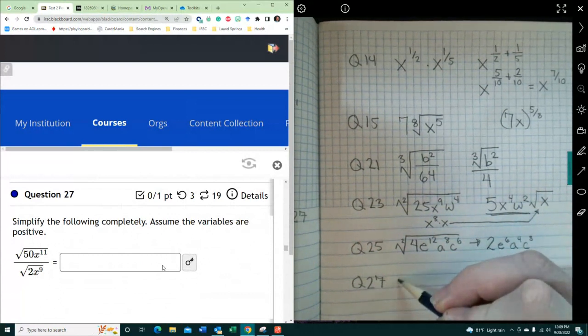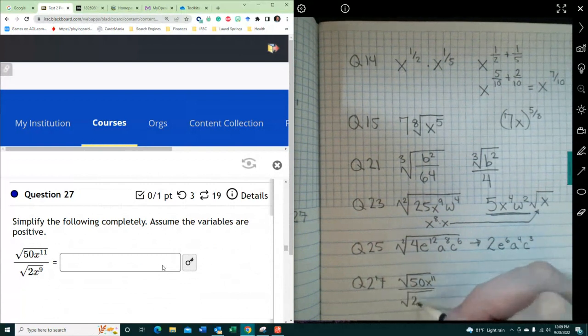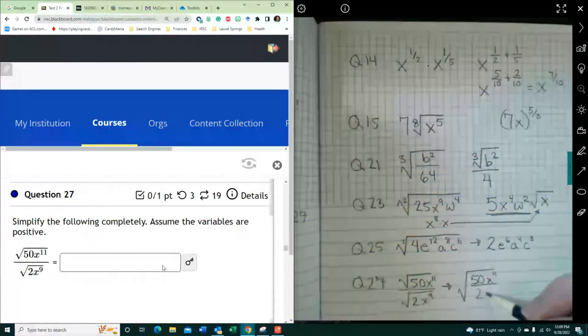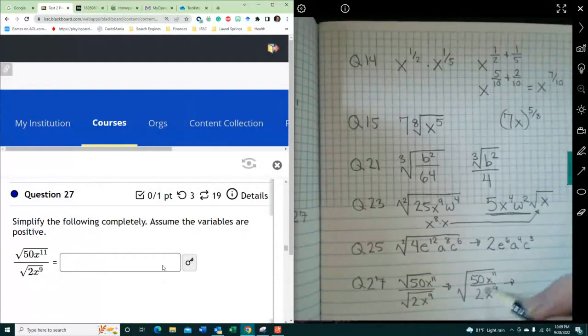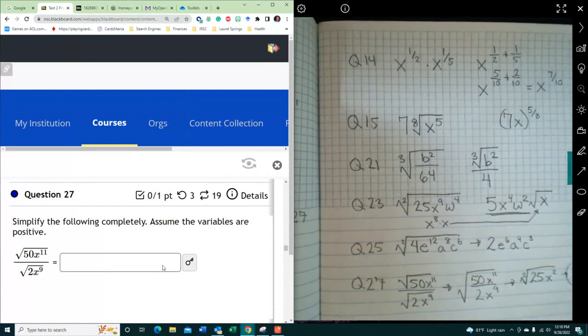Now, right here, when we're looking at this kind of question, there's a couple approaches you can make towards it. First, you can go ahead and combine it as all one radical. And what that means is 2 goes into 50 25 times. And 9 taken away from 11 is 2. And now you've simplified it. What's the square root of 25? And how many times did 2 go into 2? And here's our answer.